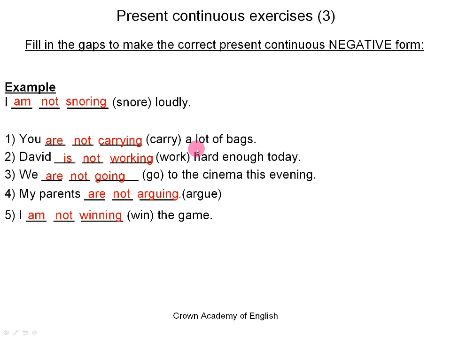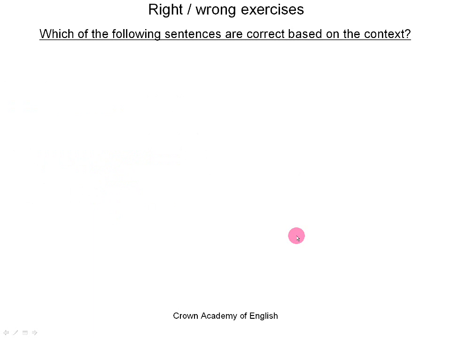And obviously for the negative form, the most important word is this one, the word not. So for the negative form, we put the word not in between the to be verb and the ing verb. So the word not goes right in the middle. Not, not, not.